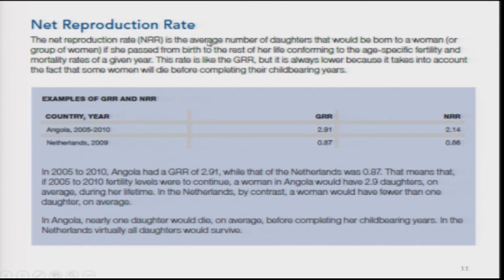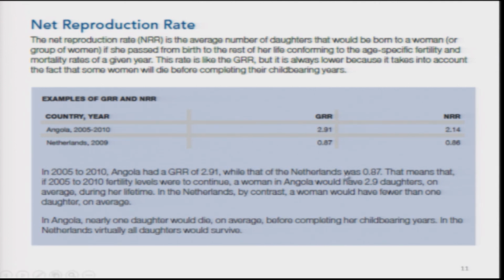The net reproduction rate is the average number of daughters that would be born to a woman or a group of women if she passed from birth to the rest of her life conforming to the age specific fertility and mortality rates of a given year. This rate is like the gross reproduction rate, but it is always lower because it takes into account the fact that some women will die before completing their childbearing years.